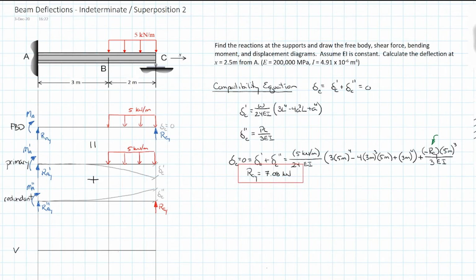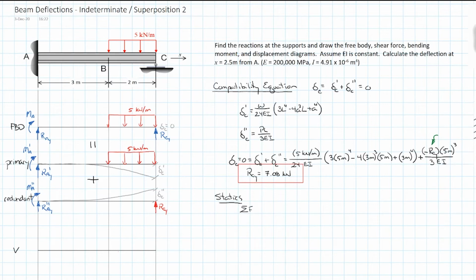So now, having used our compatibility equation, effectively solved for one of our reactions, we're now down to a problem in statics because we still have 2 equations of statics which we can apply. We're down to 2 unknowns, so it simply becomes a matter of applying our static equations in order to resolve for the other 2 reactions. So let's label that. We're going to use our equations of statics.